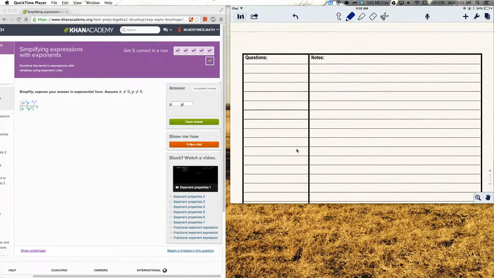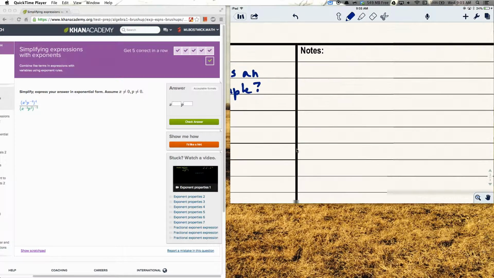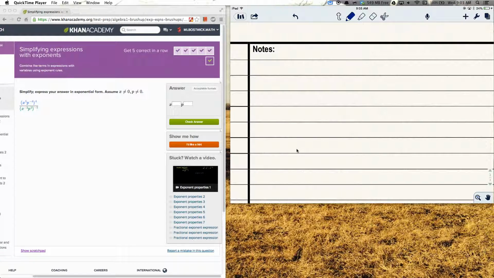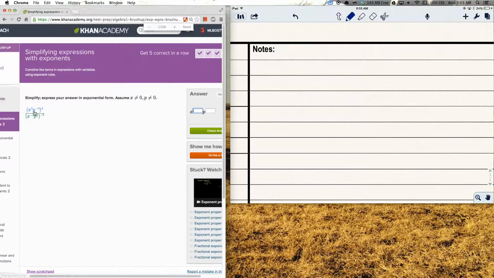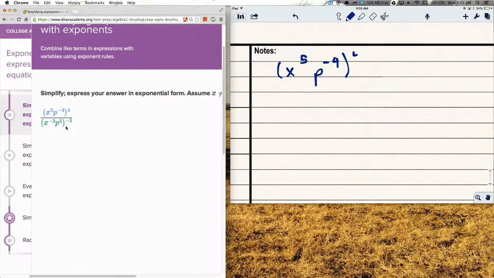Let's go ahead and do an example. So what is an example? I'm going to use this one that's over here on your screen. I can zoom in a little bit so that you can see it a little better. So I have x to the 5th, p to the negative 4, all to the 4th, and then I'll have x to the negative 3, p to the 5th, all to the negative 5.